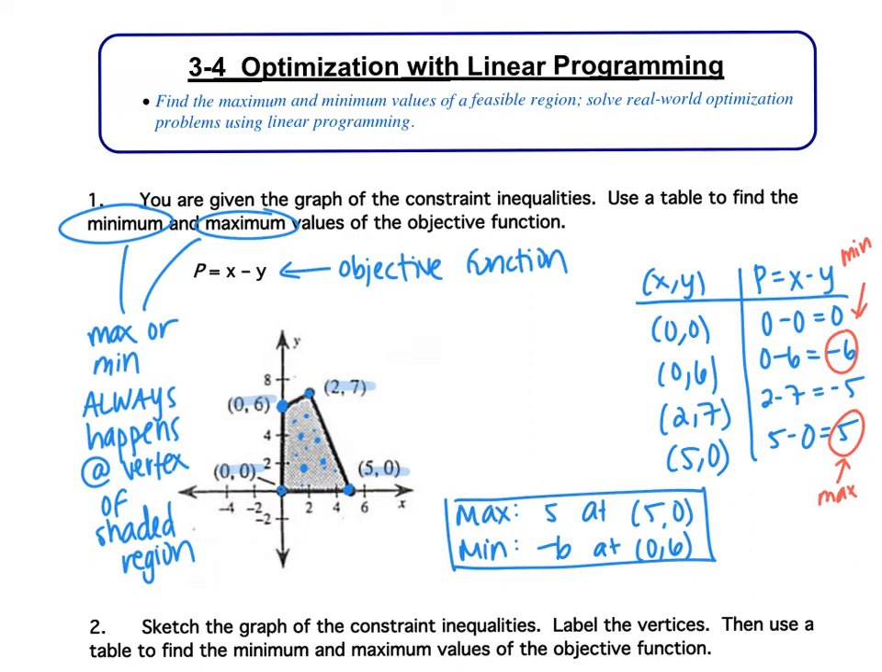So general process, you're going to plug in those vertex points, the vertex points of the shaded region. It's called the feasible region. And find whatever you're asked for. In this case, we were asked for the maximum and the minimum. Sometimes you'll just be asked for one or the other.